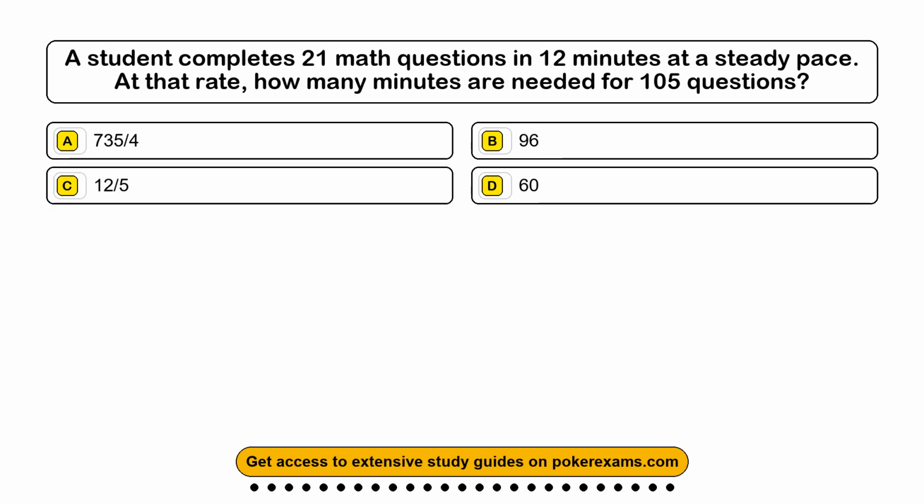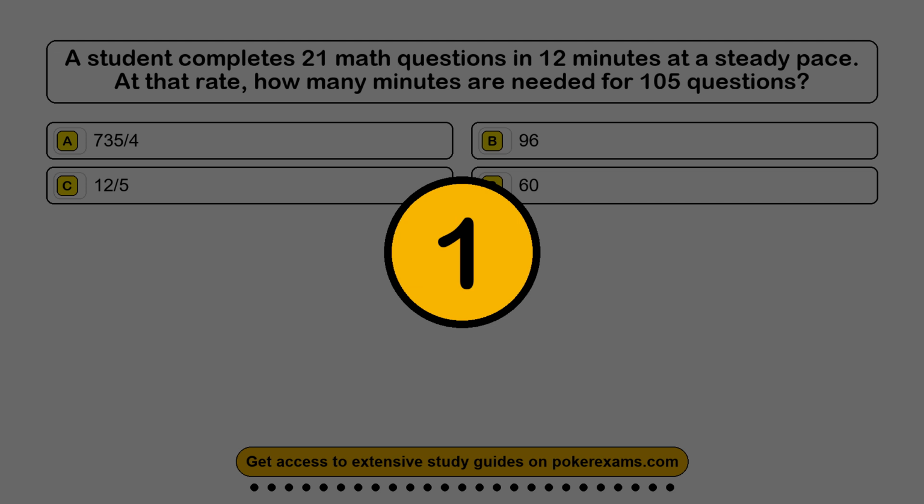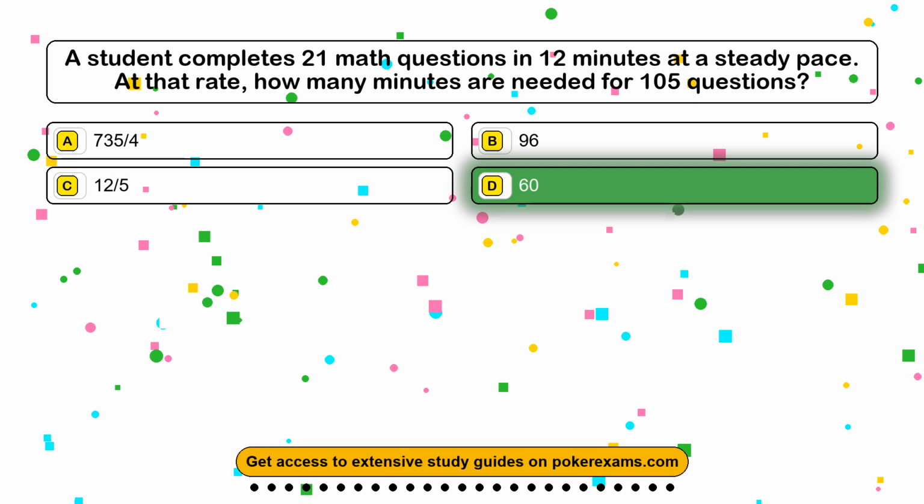Question 5. A student completes 21 math questions in 12 minutes at a steady pace. At that rate, how many minutes are needed for 105 questions? Option A, 735/4. Option B, 96. Option C, 12/5. Option D, 60. The correct answer is option D, 60.